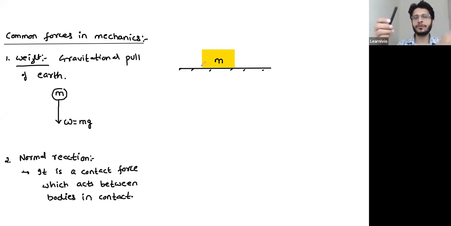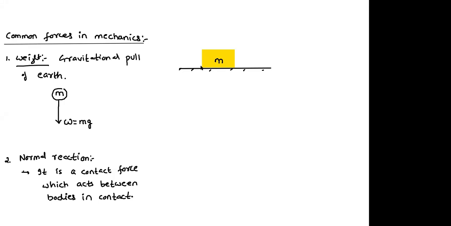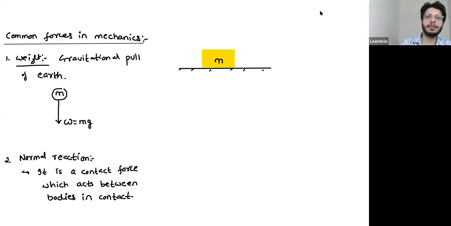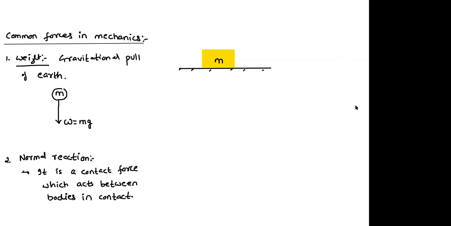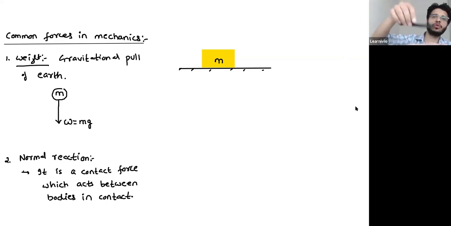Let's see some examples of normal reaction. If I place this pen in air, then this pen will fall downwards. Why is it going downwards, Sania? Which force is pulling this pen in the downwards direction? Gravitational force. But if I place this pen over my hand, it's not going anywhere. Why? Is gravitational force not acting on the pen now?